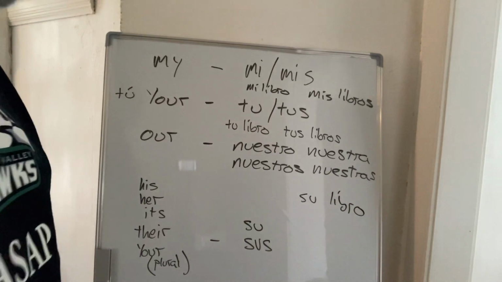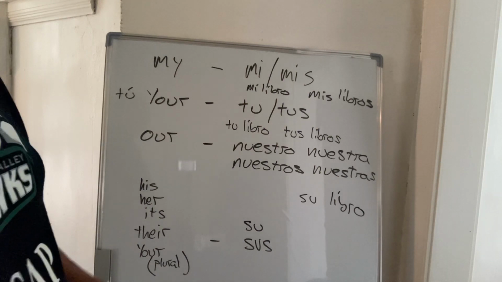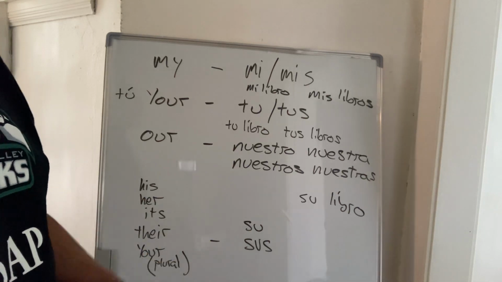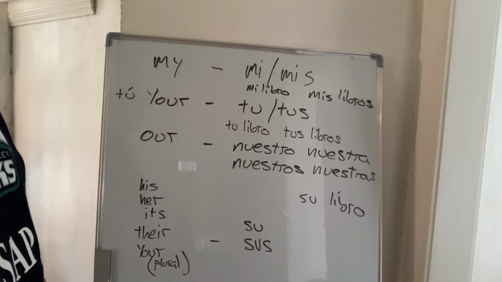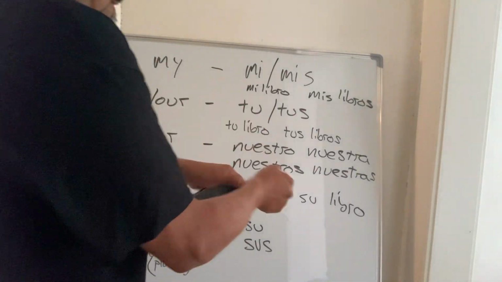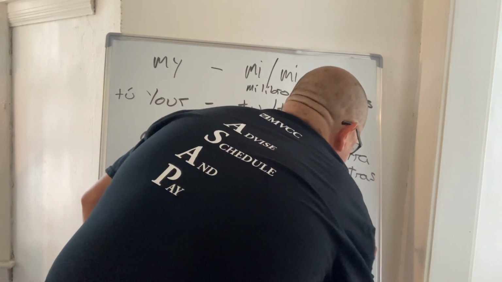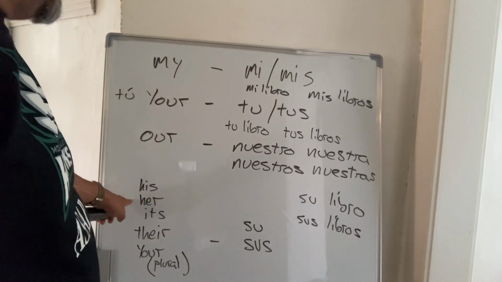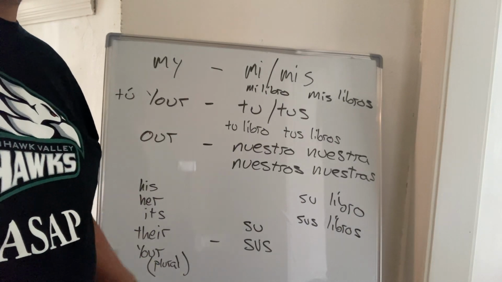If you say her book, it's su libro. If you say their book, it's su libro. So how do you know the difference in meaning? Well, context. Obviously, you have to look at the rest of the sentence or at the rest of what's being said. And the only time you would use sus is if you have more than one book. So sus libros. So if you say his books, sus libros. Her books, sus libros. Their books, sus libros.